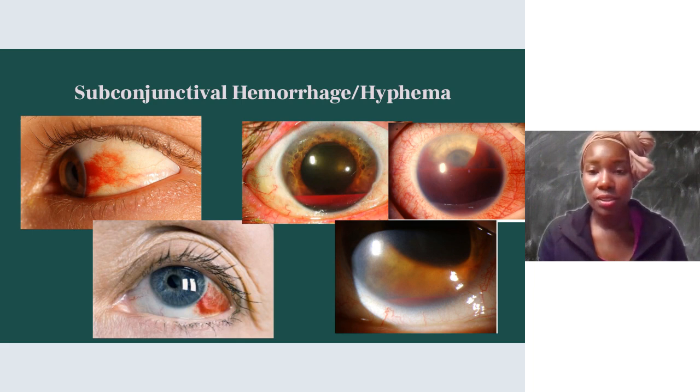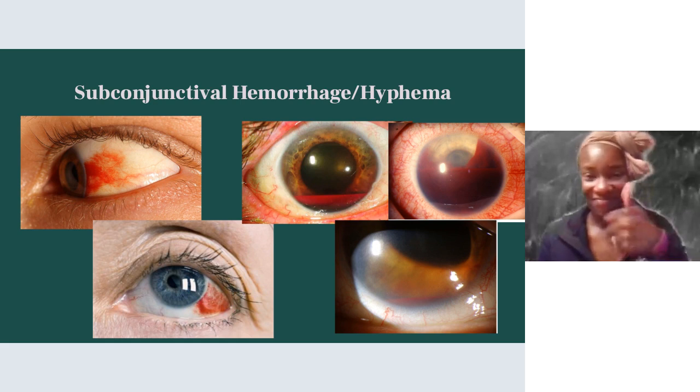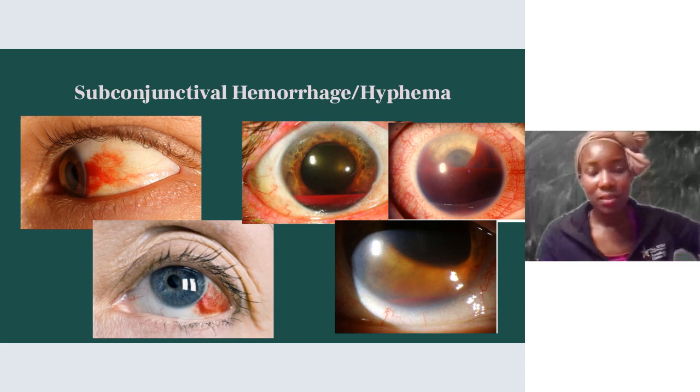Subconjunctival hemorrhage versus hyphema. Okay, so first of all, what is a subconjunctival hemorrhage? It's like a bruise under the conjunctiva, basically broken blood vessels that cause the blood to pool underneath the conjunctiva. Good job. And a hyphema? When blood pools in the anterior chamber.